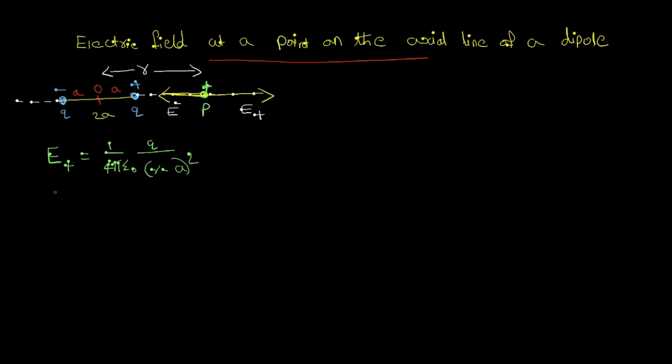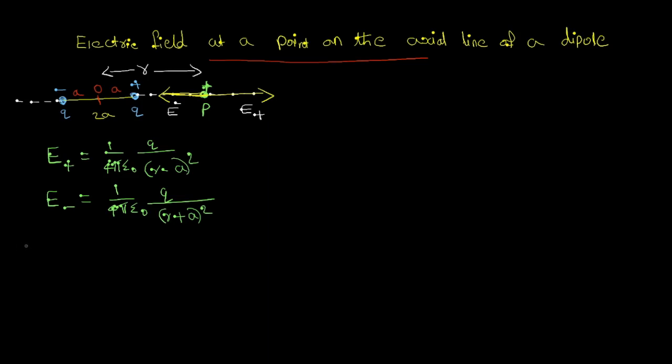Like that, the electric field intensity E negative, which is due to the negative charge Q, is 1 by 4 pi epsilon 0 times Q by distance squared. The distance from negative charge Q to P is (r plus a) the whole squared, because the distance from P to O is r and O to Q is a, so r plus a is the distance from P to the negative charge Q.